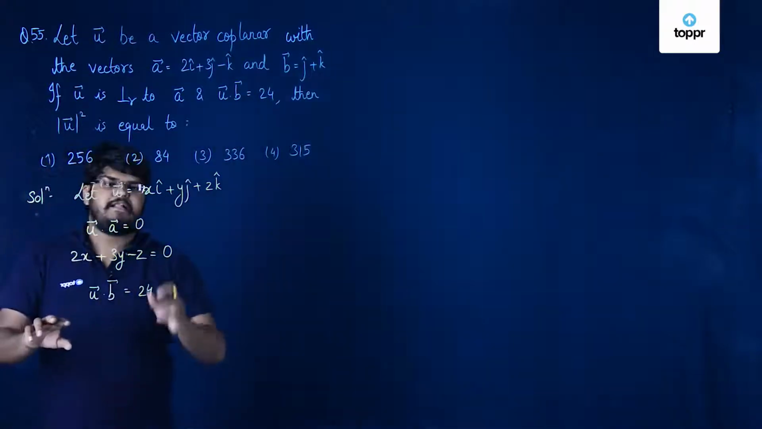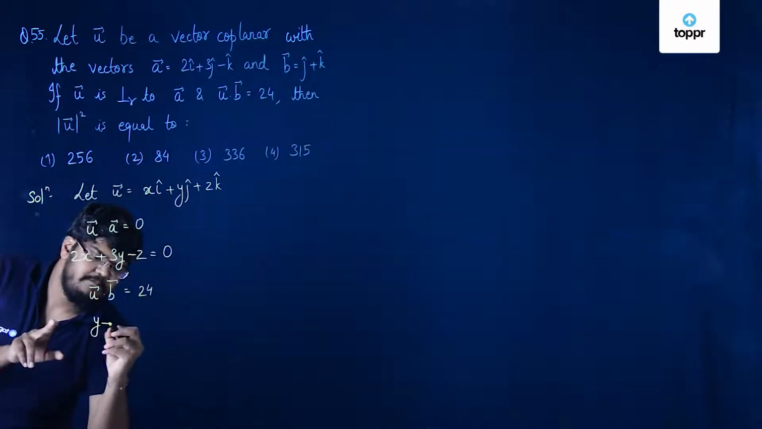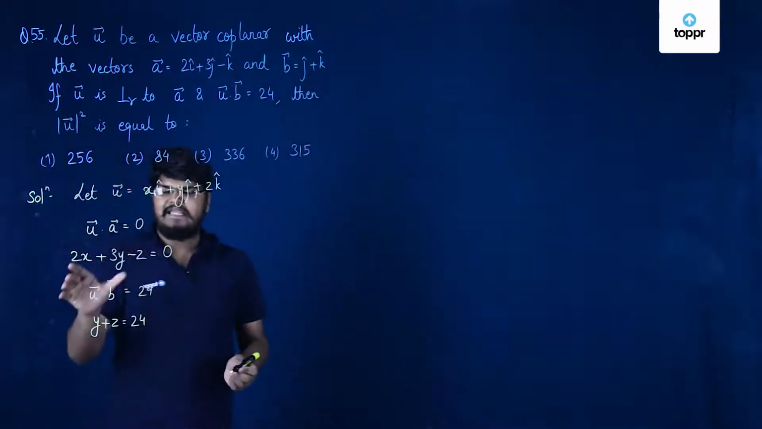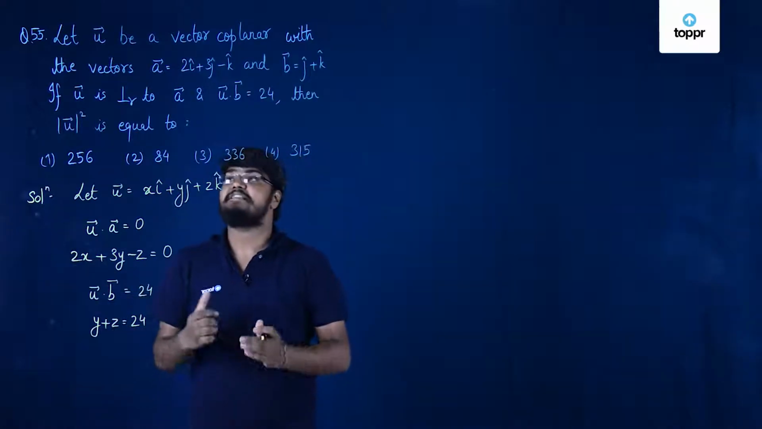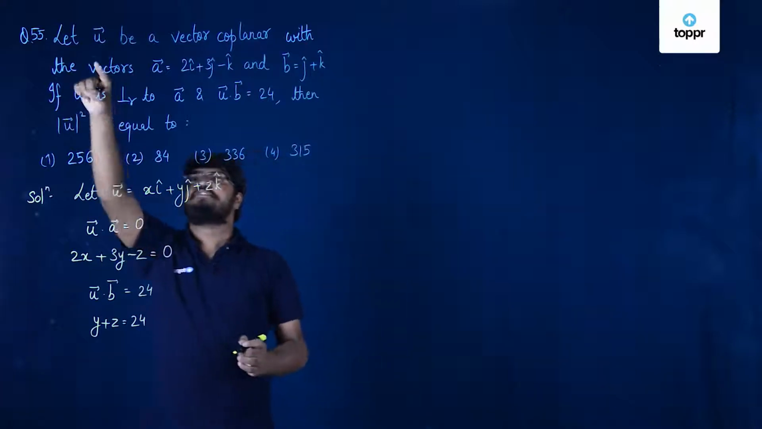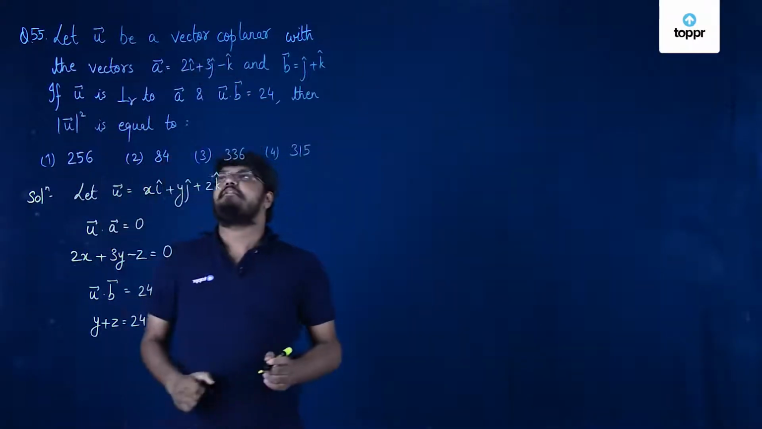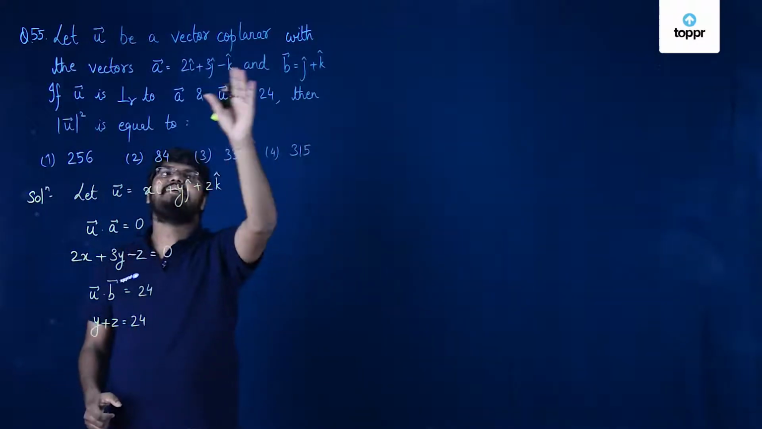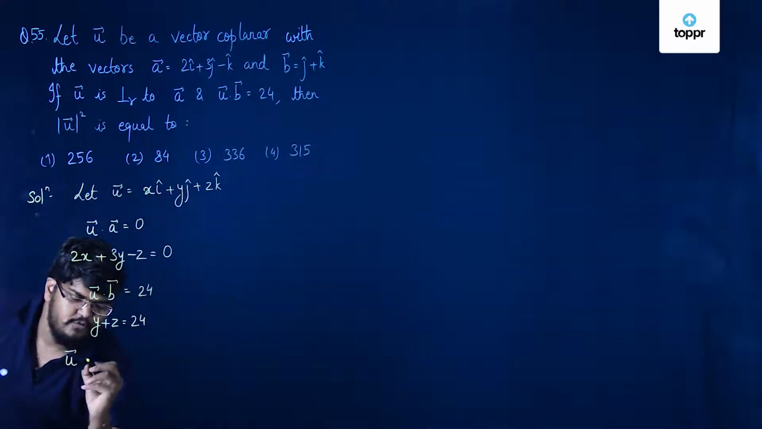The dot product of u vector and b vector gives us y plus z is equal to 24. But we have three variables and only two equations. So there must be one more piece of information in the question, which is right here: u vector is coplanar with the vectors a and b. That means it is lying in the same plane as a and b.